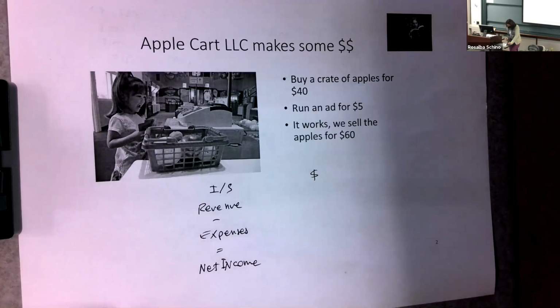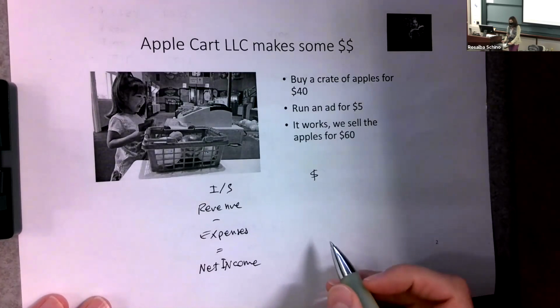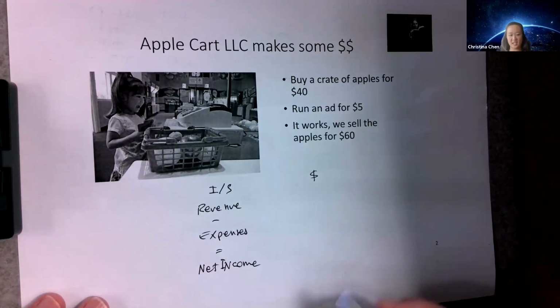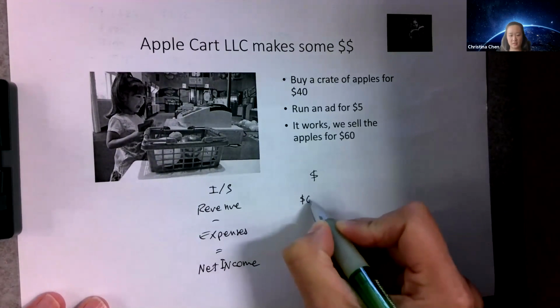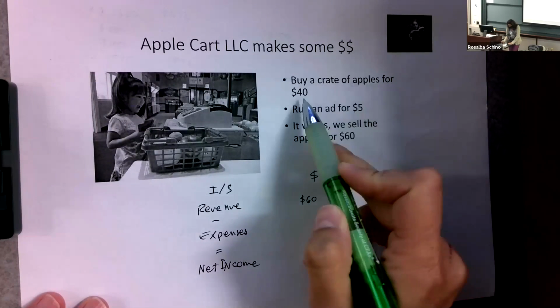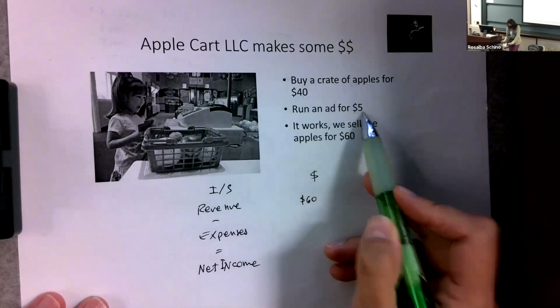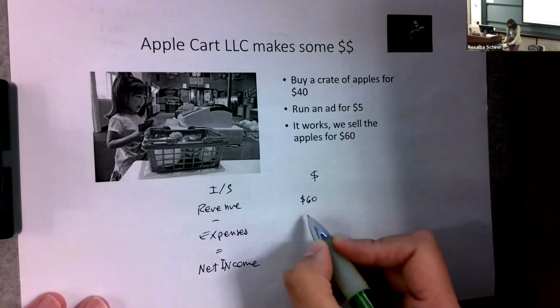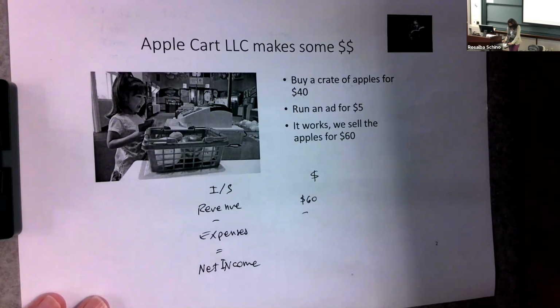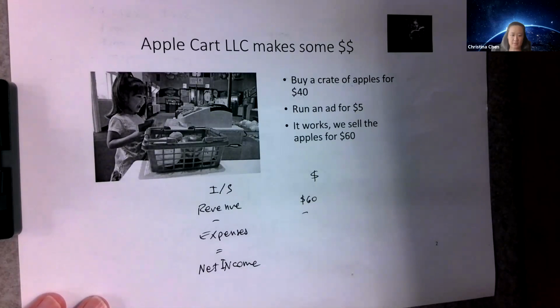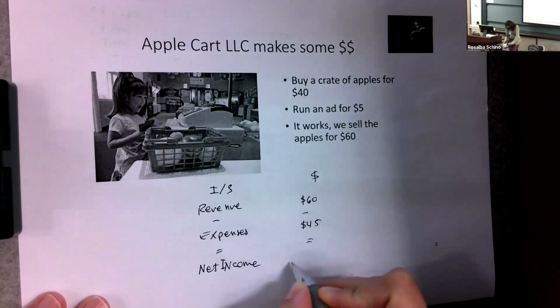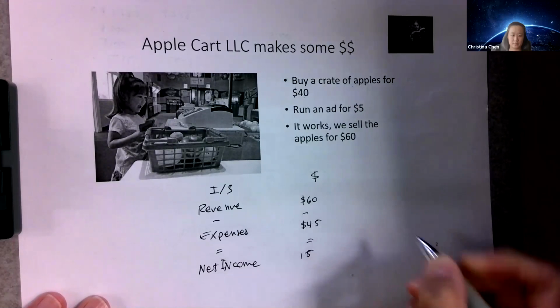So now let's attach dollars here. How much is my revenue? So 60. Go ahead. 60. So yes, it's 60 because I bought a crate of apples for $40, ran an ad for $5, it works. We sell apples for $60. Minus, how much are my expenses? 45. 45. So my net income is 15.